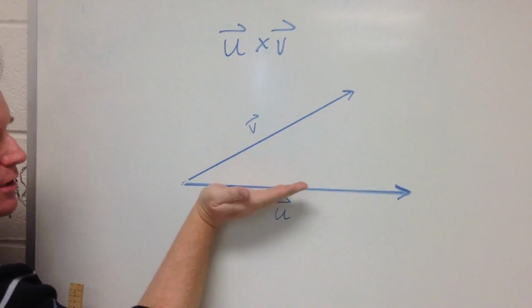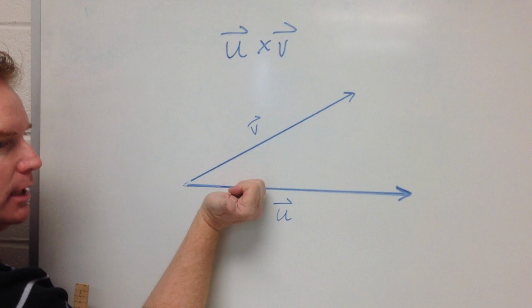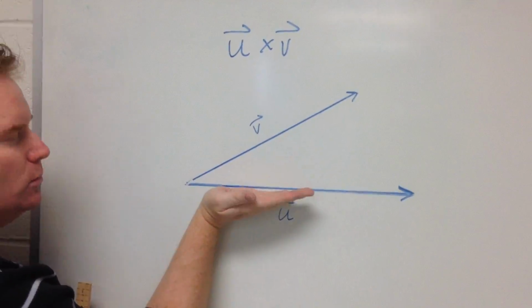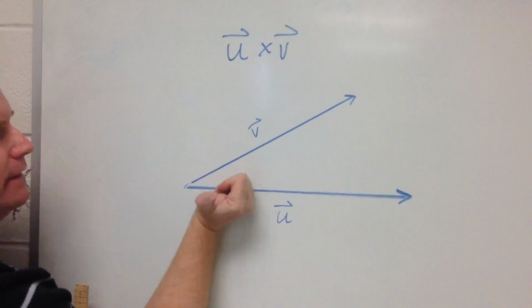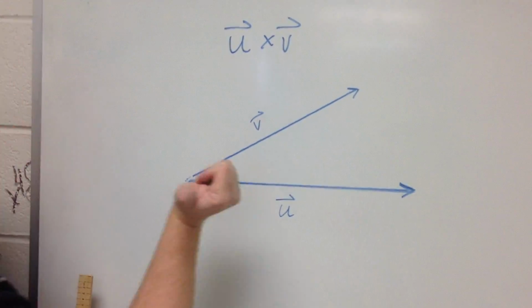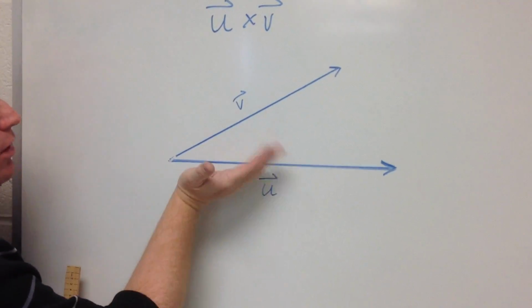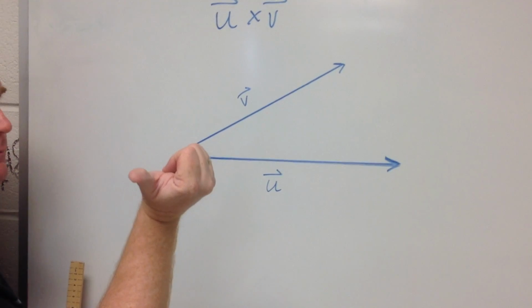Once my hand is positioned in the right way, my thumb is going to tell me the direction of the vector. So this is U cross V, and my thumb tells me that this vector comes out of the board. So in this case, U cross V is out of the board.